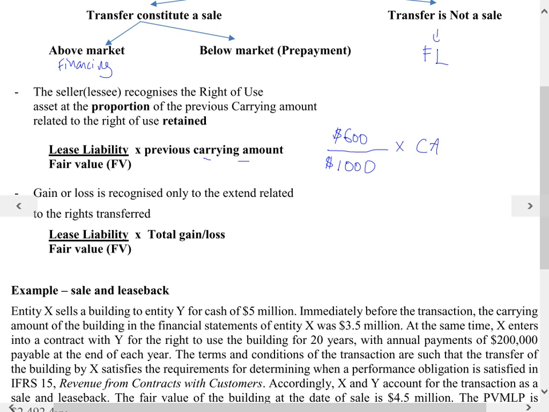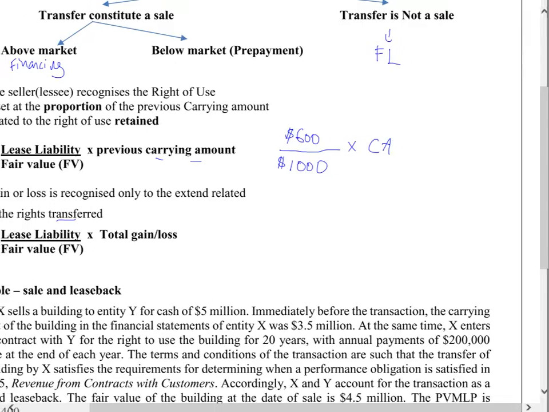Yes, fair value, I lease back 600, lease liability. So I lease back asset 600, 60% of the carrying amount. Then I have to recognize the gain or loss, right? It should be the 40%. So lease liability, this is a gain or loss recognized only to the extent that is related to the transfer. So this is the formula. So we're going to look at the example to understand this formula now.